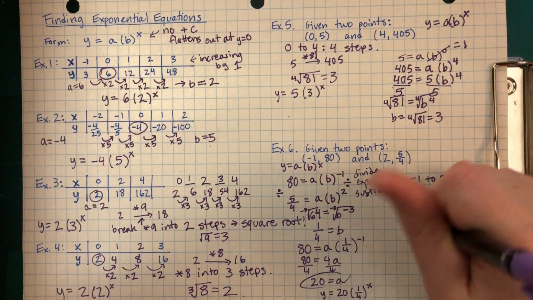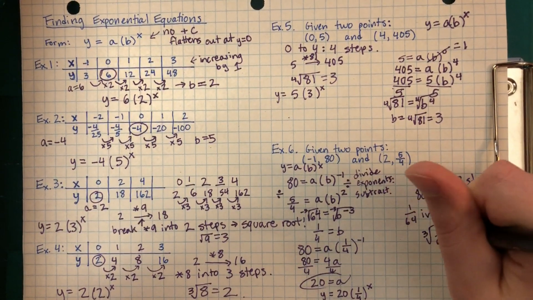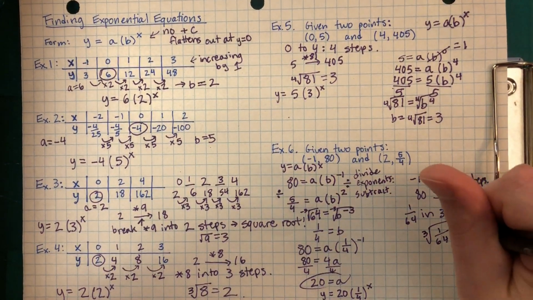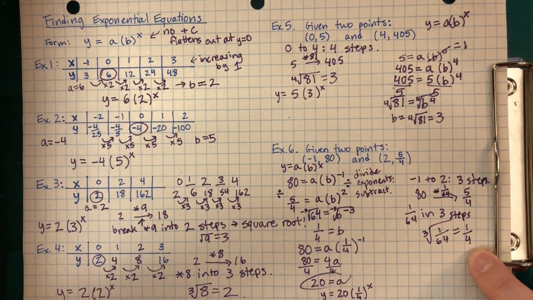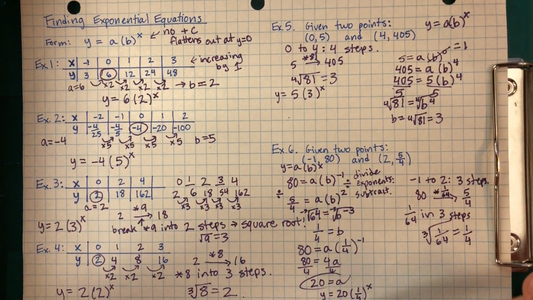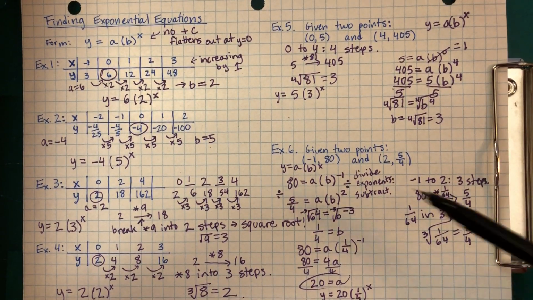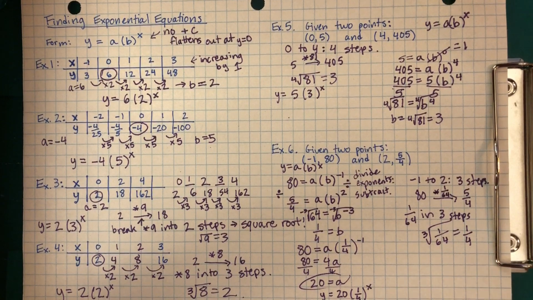That's going to be the cube root of 1/64 equals 1/4. That gives me the b. And then to find the a, I would do this same set of steps again. So depending on which one you prefer, I bet some people will prefer this way over this way. Either way works. What you need to do is find what you are multiplying by, how many steps you do, and then you're going to do some kind of root to get to the b.